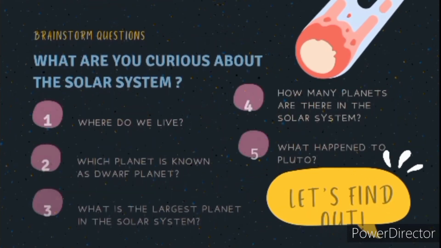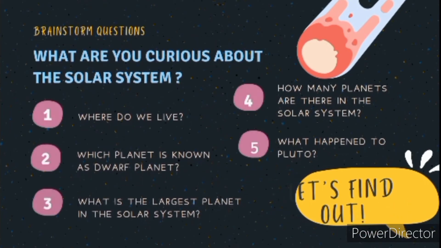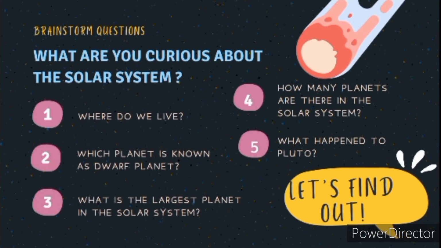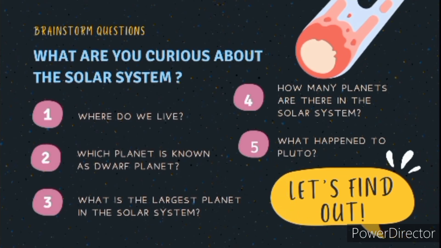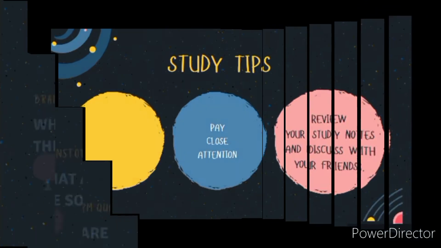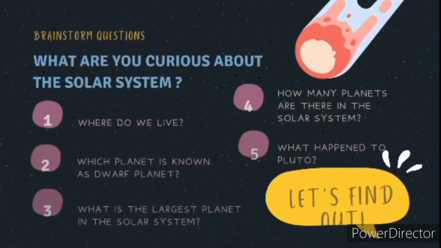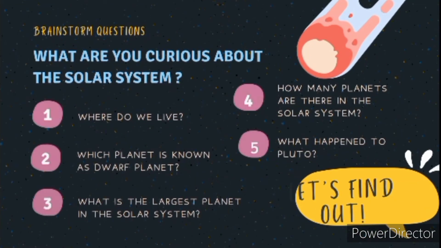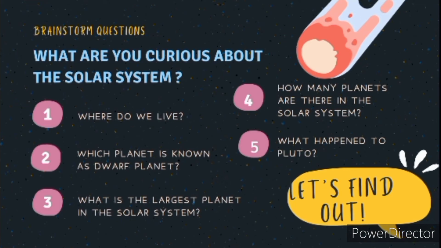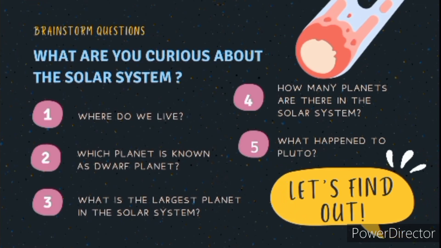We'll be looking at these subtopics. Where do we live? Which planet is known as a dwarf planet? What is the largest planet in the solar system? How many planets are there in the solar system? And what happened to Pluto? Now, let's find out.